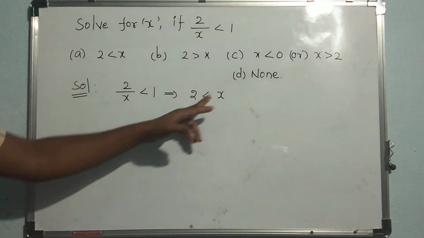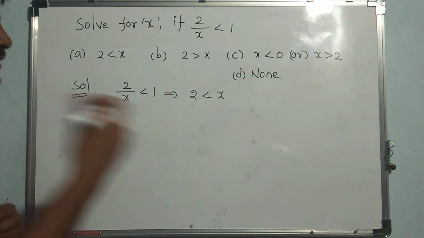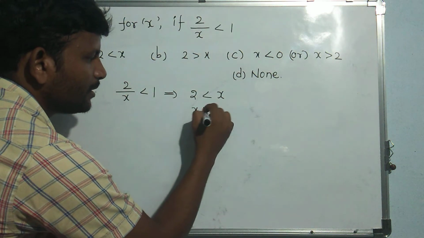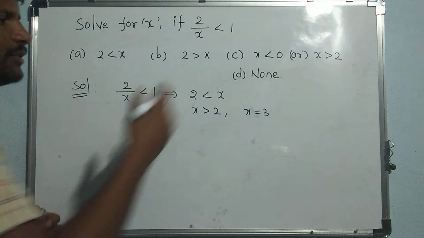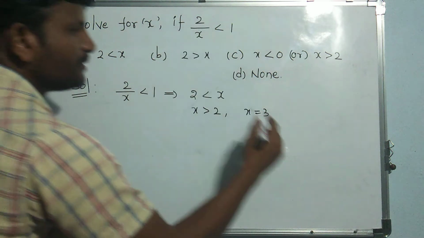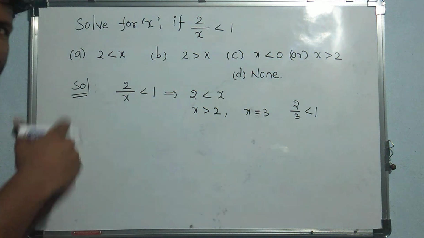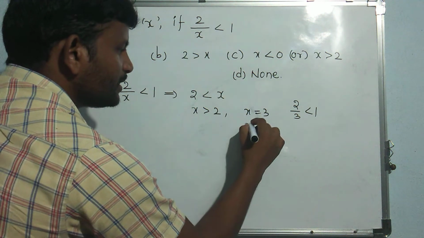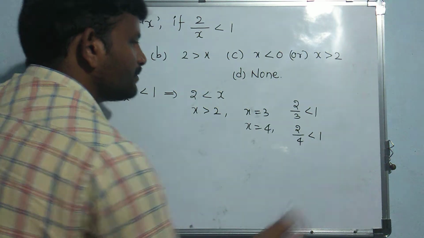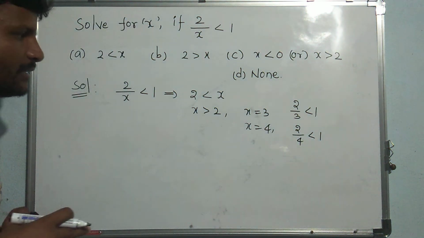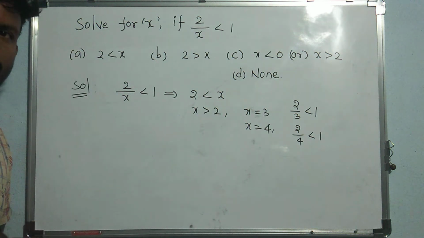See, when you say 2 is less than x, it indicates that x is more than 2. If I say one solution, x is more than 2, you can say x is equal to 3. If you take x is equal to 3 here, 2 by 3 will be less than 1. So that is correct. You can take x is equal to 4, suppose, and 2 by 4 is less than 1, correct only, right? So 2 less than x is a correct solution.